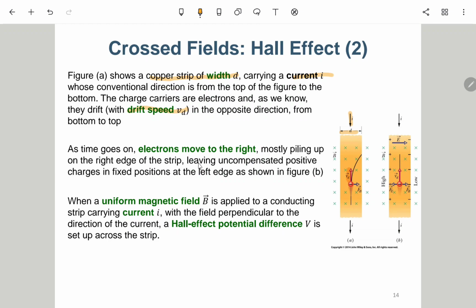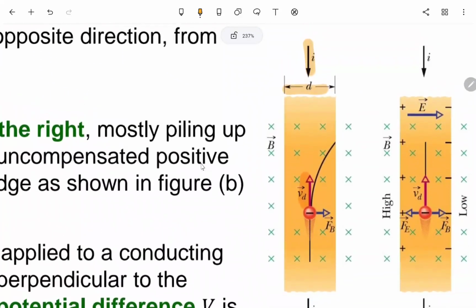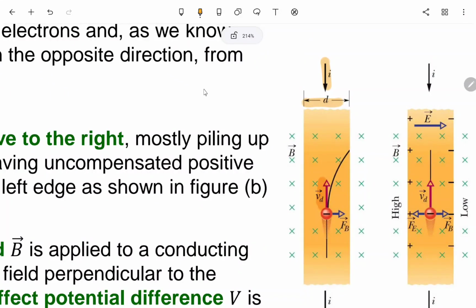the right edge of the strip. Let us see what really happens here. In the figure, we assume that there is a current going downward. If the charge is actually negative, which means that the drift velocity should be pointing upward. And here we try to generate an external B field, which is pointing into the page.